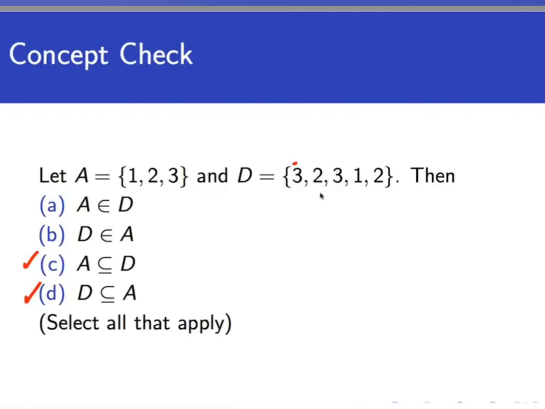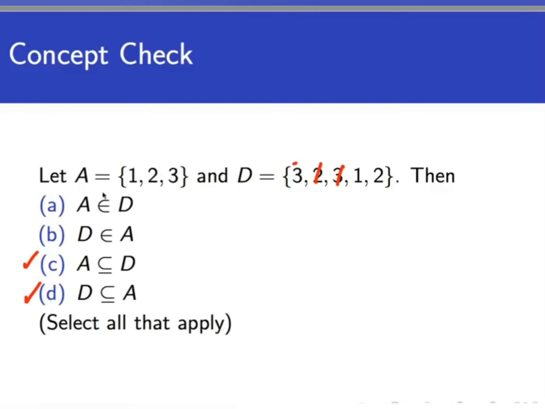We don't really think about listing elements twice. These are just kind of redundant here. And if you mark those off, you can really see that even though they happen in a different order, every element of D is indeed an element of A, and vice versa.